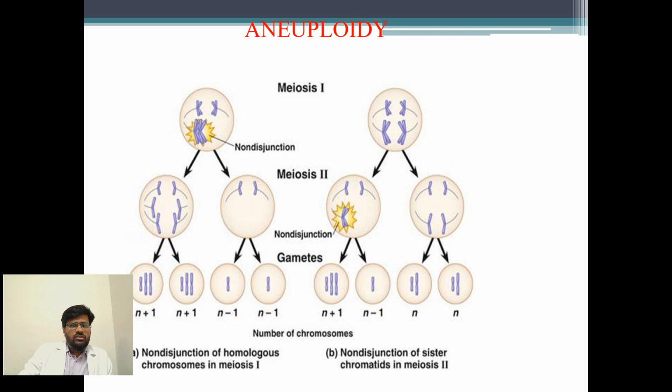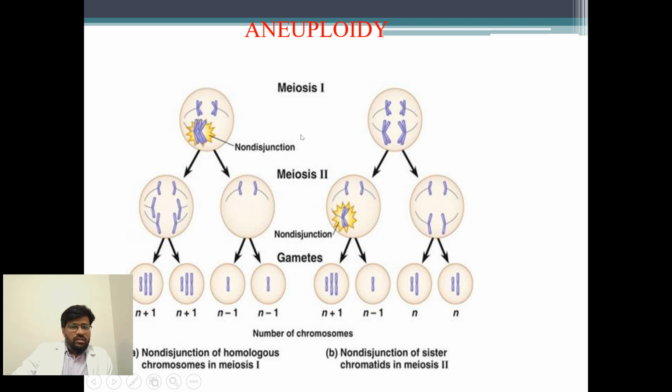What is aneuploidy? We have to learn about this because it is any number other than haploid and diploid. We call it aneuploidy. For example, n plus 1: if we have 22, and we have 23, that is aneuploid. n minus 1, 21, the same. Anything other than haploid and diploid is known as aneuploidy.